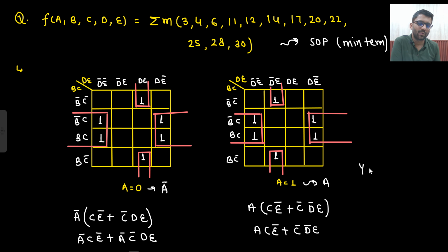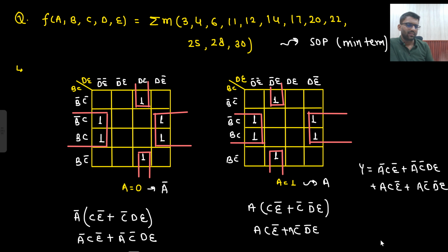So what is your final output Y? Addition of all this. So A bar C E bar plus A bar C bar D E. Here A is also there, plus A C E bar plus A C bar D bar E, right? Can you reduce it more? Yeah, we can certainly reduce it. This term we can certainly reduce more, right?